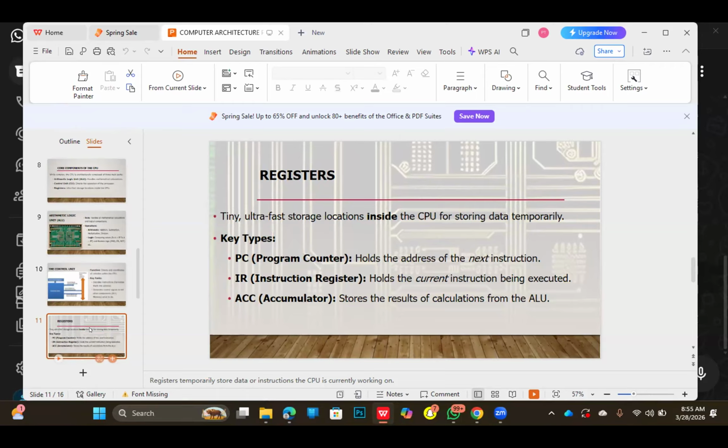And we have the instruction register, the IR, which holds the current instruction being executed. The registers are for storing data temporarily. So the IR holds the instruction at the moment it is being executed, whereas the program counter holds the multiple instructions, and the instruction register executes them step by step, in order, so that the information goes in the correct order. Then we come to the accumulator, which stores the results of calculations from the ALU. Please, can we move to the next slide?